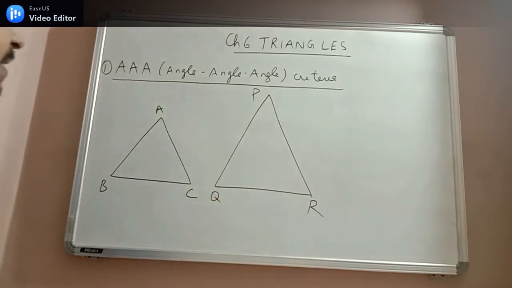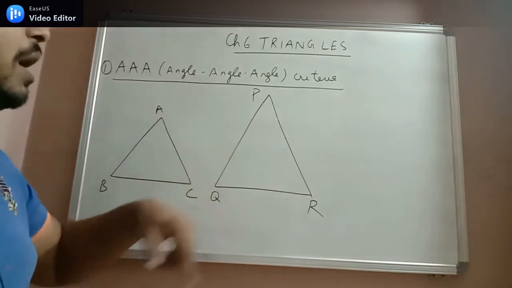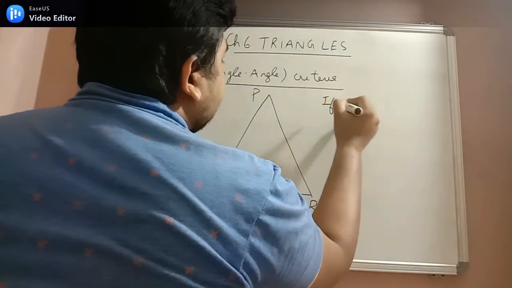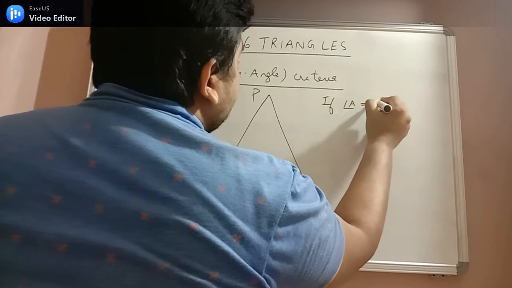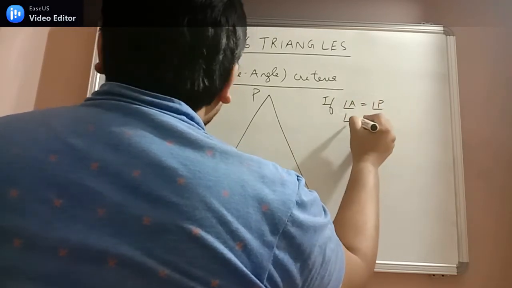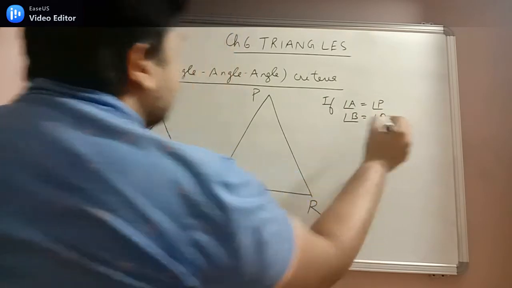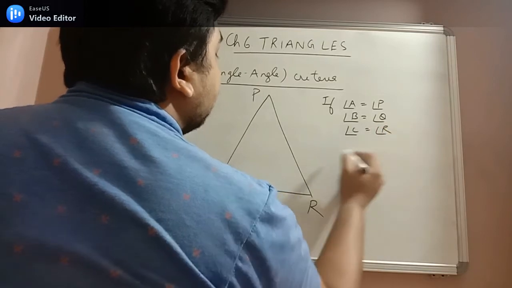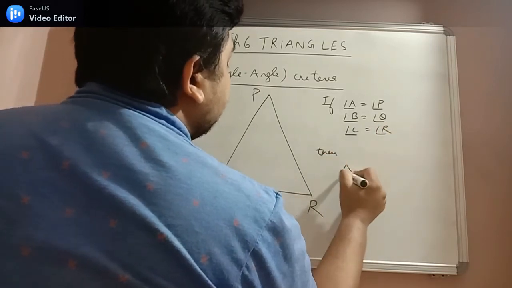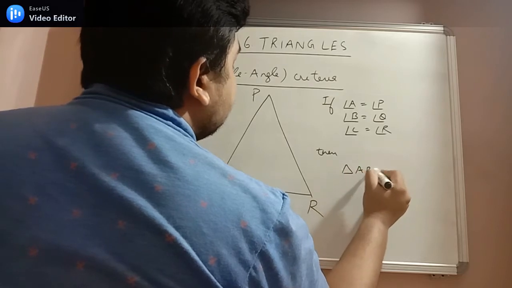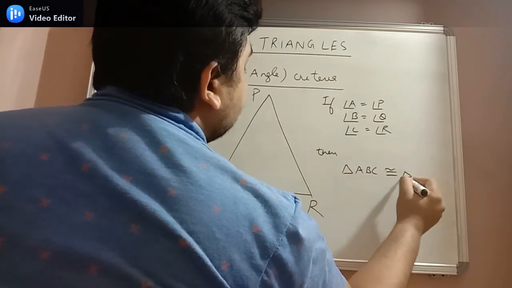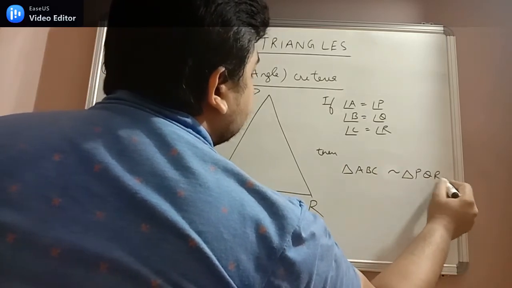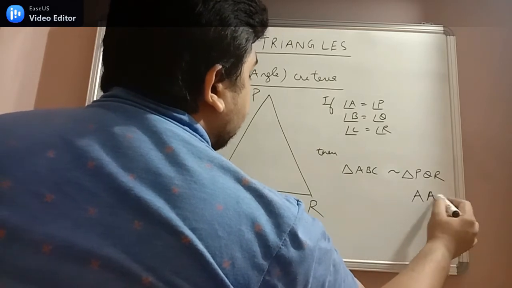Let us consider two triangles ABC and triangle PQR. Now in these two triangles, if angle A equals angle P, angle B equals angle Q, and angle C equals angle R, then I can say that the two triangles, triangle ABC is similar to triangle PQR by AAA similarity.